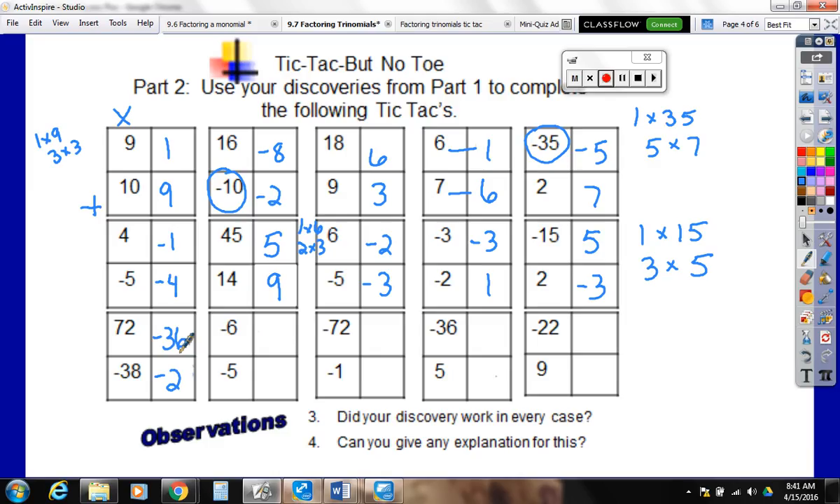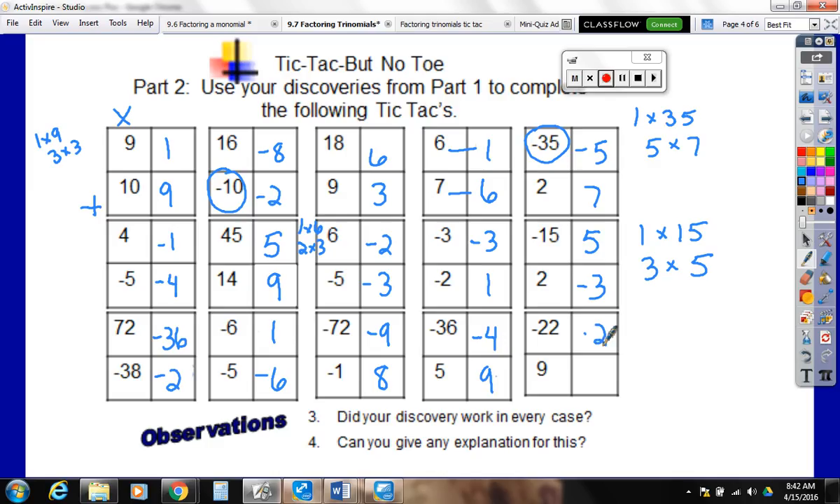Okay, next one. Volunteer? Will again? Negative 6 and 1. Good. How about this one? Aiden? Negative 9 and 8. Good. How about this one? Paul? 9 and negative 4. Good. Last one. Brittany?